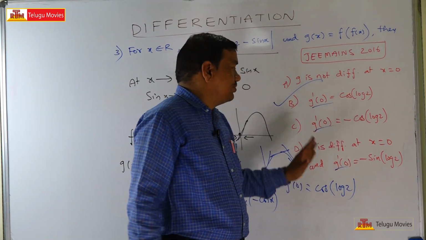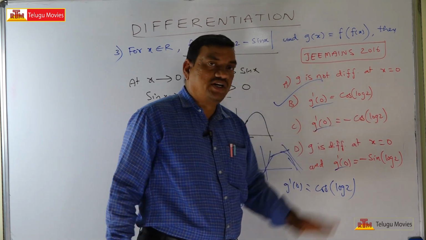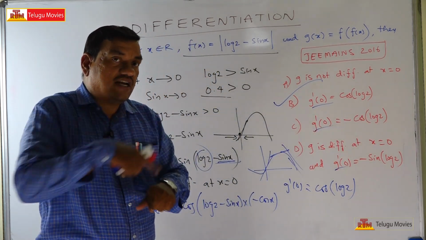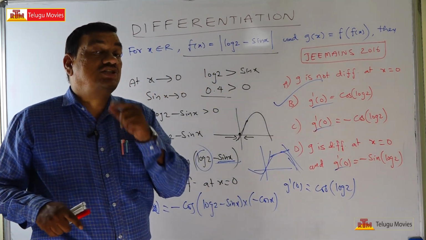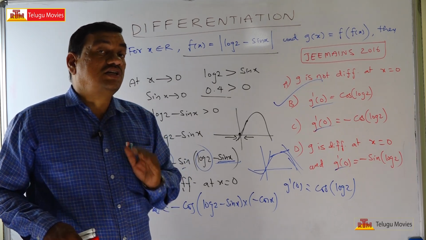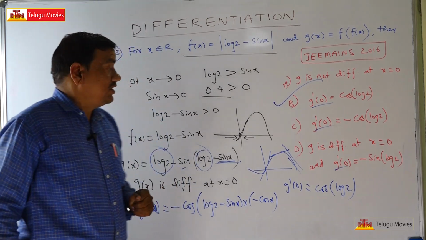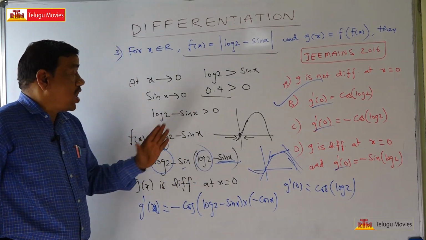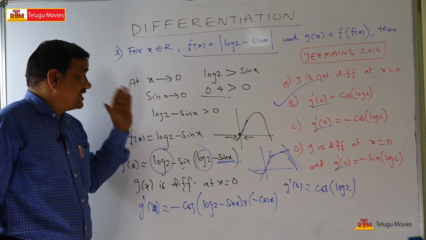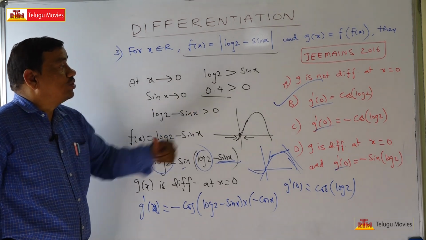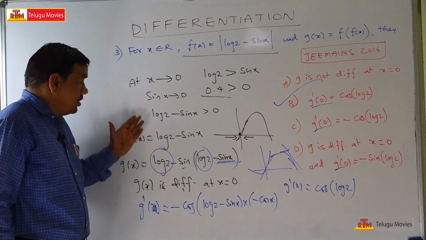g dash of 0. g is differentiable at x is 0. That means you have to check the differentiability of the function at x is equal to 0. Therefore, concentrate on the options also. So, log 2 minus sin x is greater than 0 as x value approaches 0. Log 2 is greater than sin x.